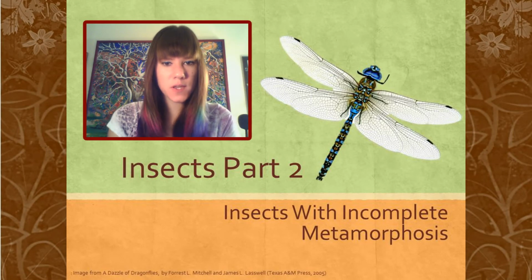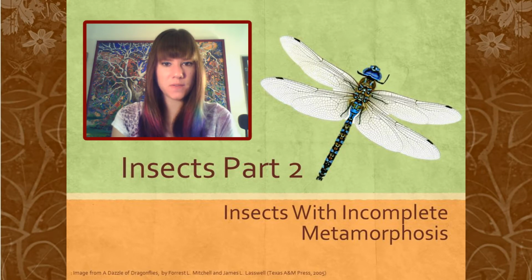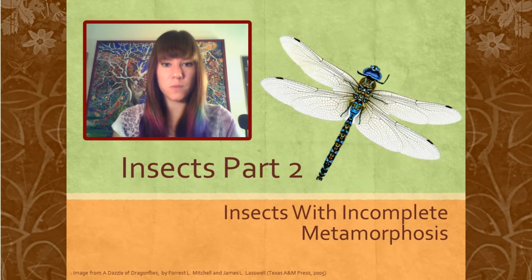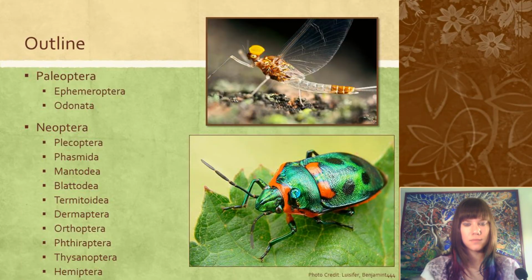Guys, this is part 2 of identifying different insects, and today we're going to be covering all the insects with incomplete metamorphosis. And incomplete metamorphosis just means that they don't go into a pupa to reach adulthood. Here's the outline, and just like every other outline that will follow, you can go over there and click.